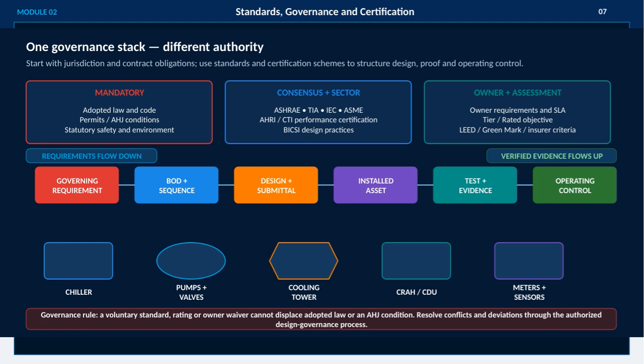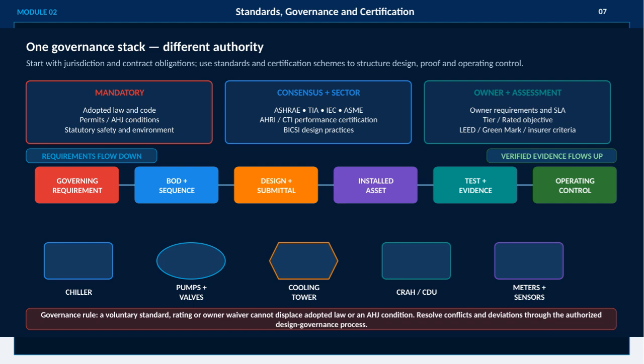Next, consensus-based and sector standards such as ASHRAE, TIA, IEC, ASME, and performance certifications from AHRI and CTI provide technical frameworks. Owner-specific requirements, including service-level agreements and sustainability certifications like LEED or Green Mark, add another layer of control. These governing requirements flow down through design, submission, installation, testing, and finally into ongoing operating control, ensuring compliance at every stage. Key components like chillers, pumps, cooling towers, CRAC units, and sensors are all covered by this structure.